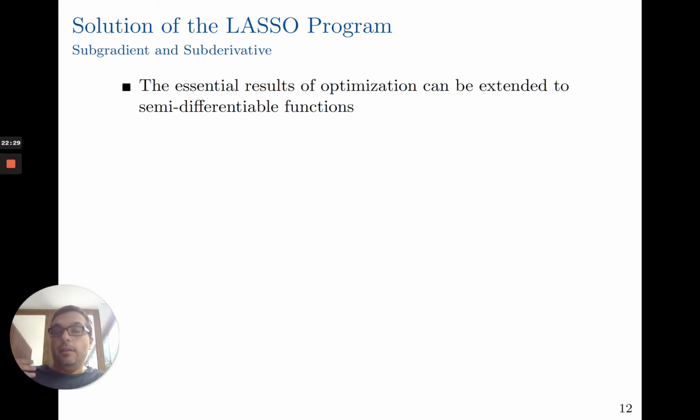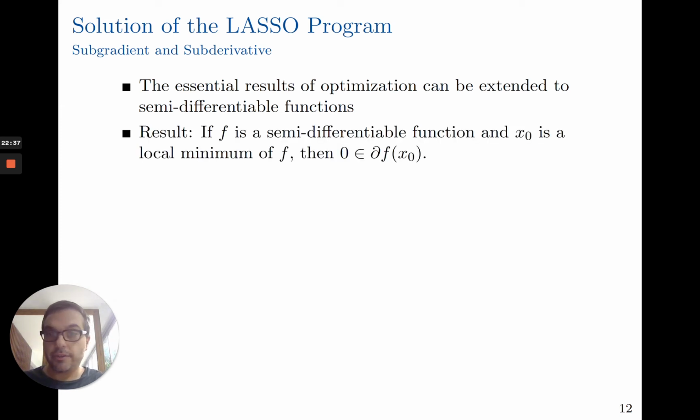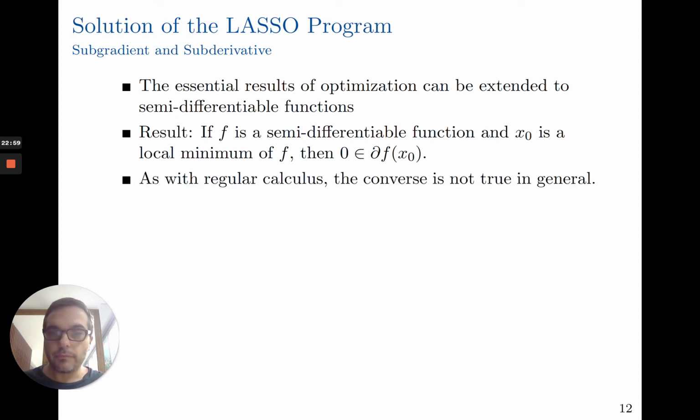All right, so basically the essential results of optimization can be extended to these semi-differentiable functions. So if f is a semi-differentiable function and x naught is a local minimum of f, then 0 belongs to the subgradient, to the interval defined by D minus and D plus, that we saw on the previous slide. As with regular calculus, the converse is not true in general.